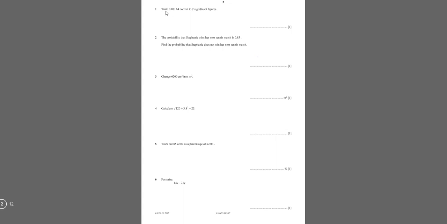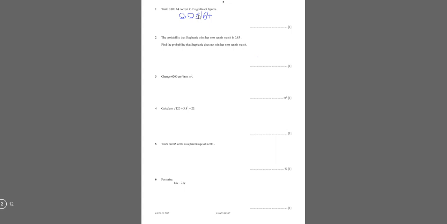Question 1. Write 0.07164 correct to two significant figures. So if we have 0.07164, if we write it correctly to two significant figures, the first value here, after the dot, is a 0. This one's already a 0, so we're looking for everything past the decimal point. This value is a 0, and therefore it is not a significant figure, as it is not located between two significant figures.